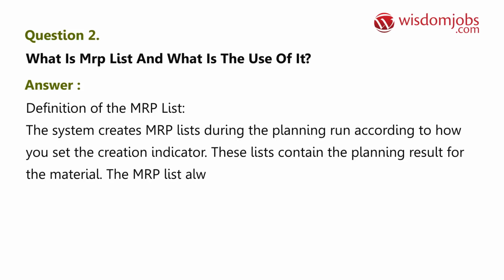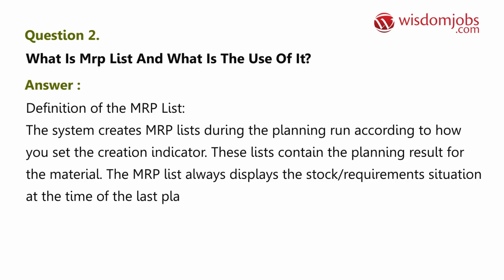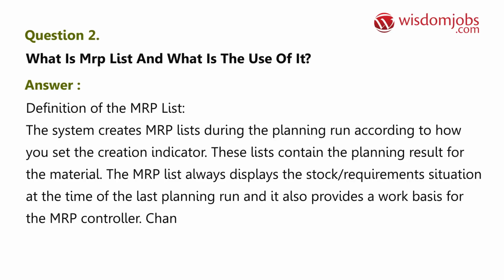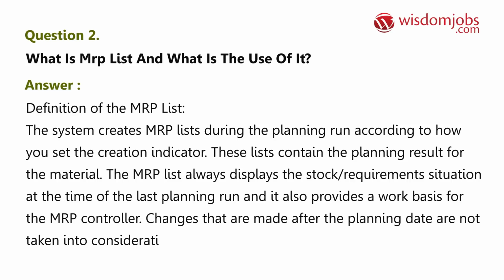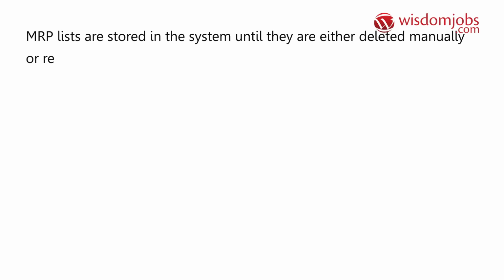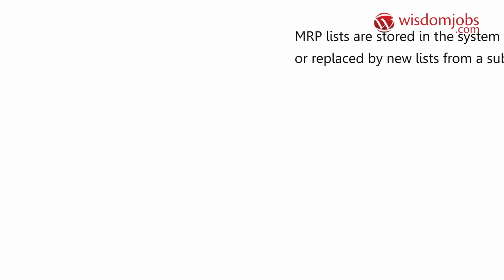The MRP list always displays the stock requirements situation at the time of the last planning run, and it also provides a work basis for the MRP controller. Changes that are made after the planning date are not taken into consideration, so the list is static. MRP lists are stored in the system until they are either deleted manually or replaced by new lists from a subsequent planning run.